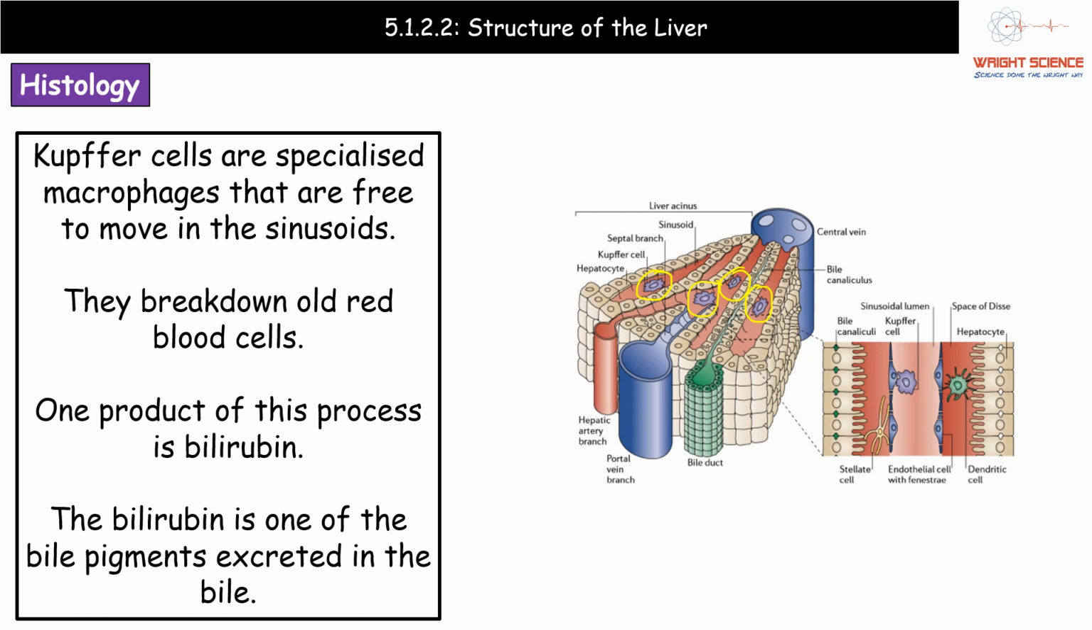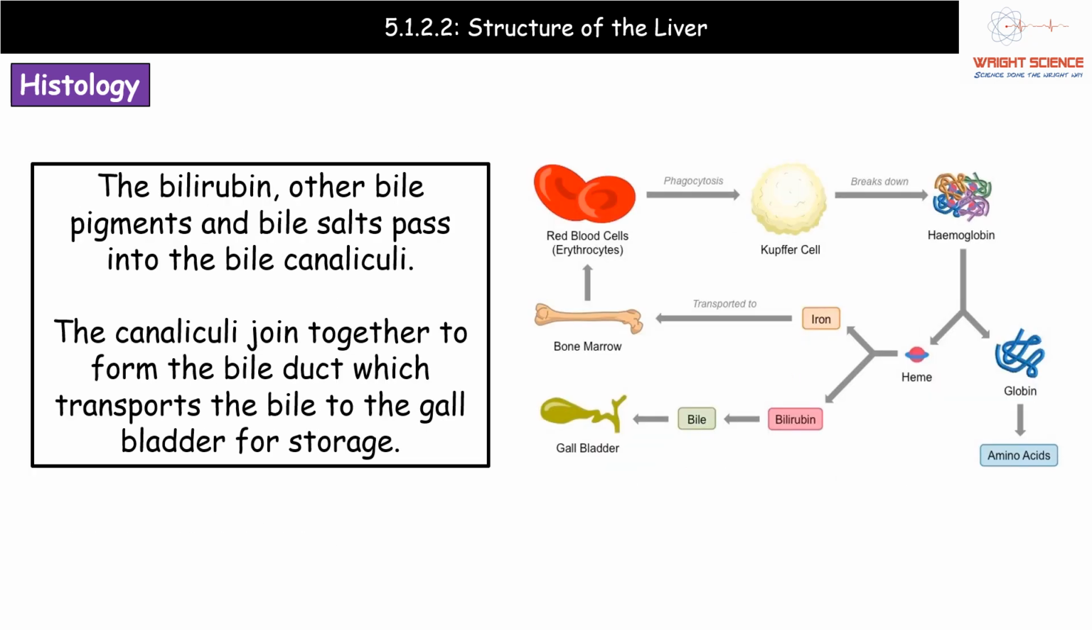They detect those older red blood cells, and they break them down into their constituents, and one of the products of this process is a substance called bilirubin. And basically that bilirubin then becomes part of the bile. It's one of the bile pigments. So just to give you an idea about how that process takes place, we've got a little flow chart, if you like, on the right here.